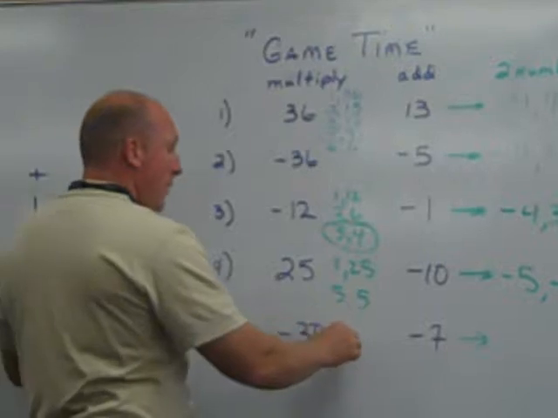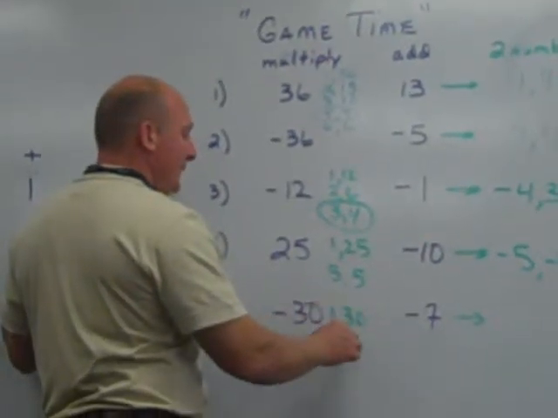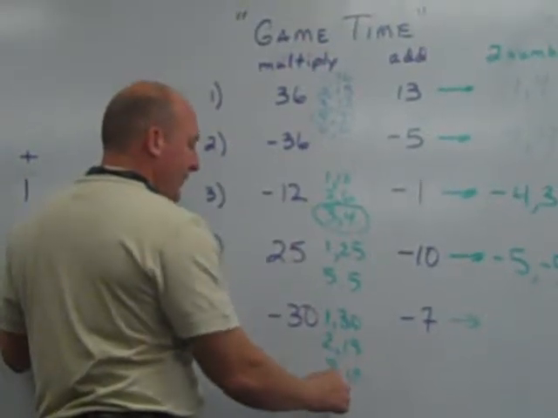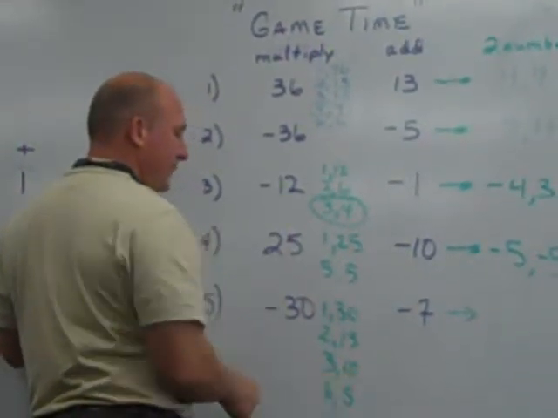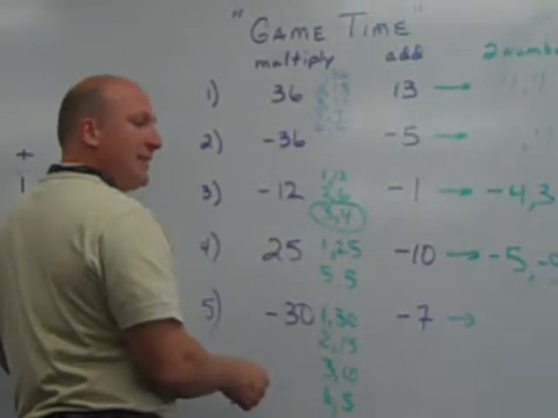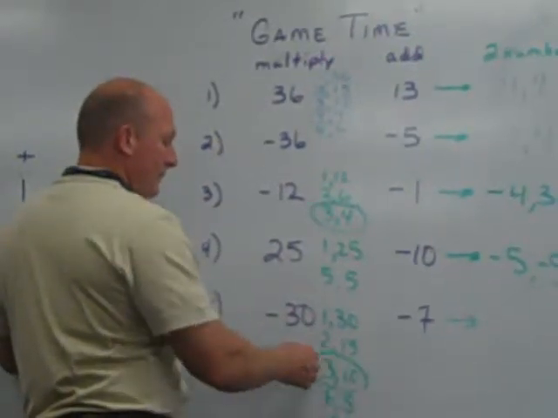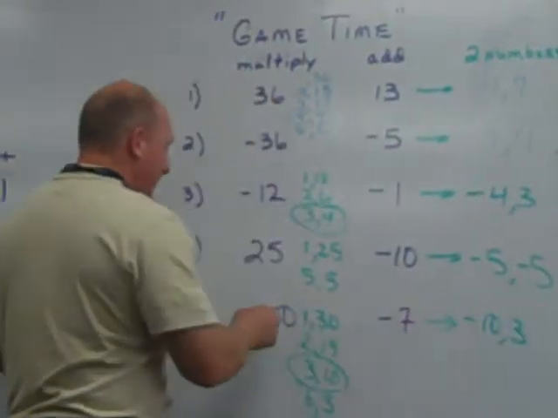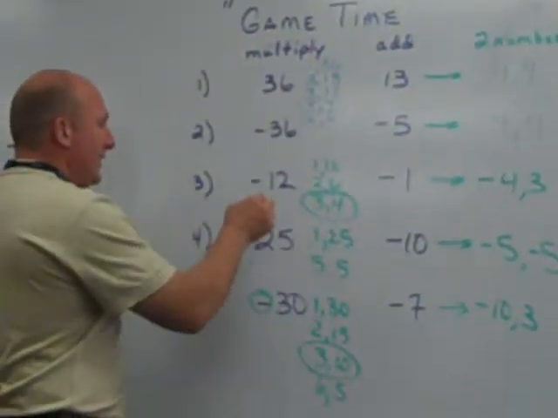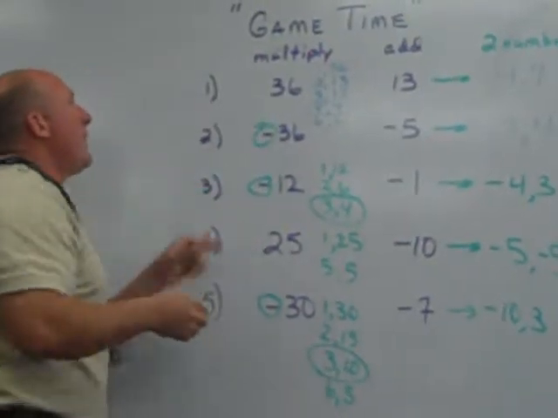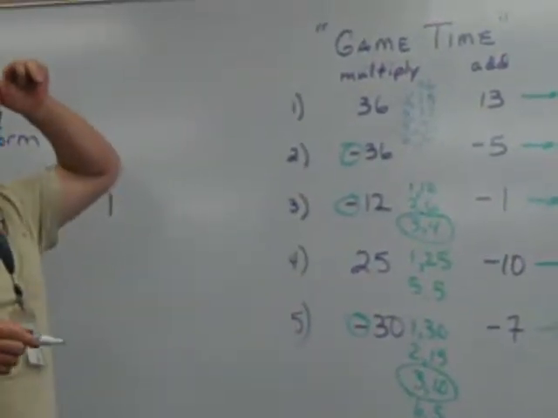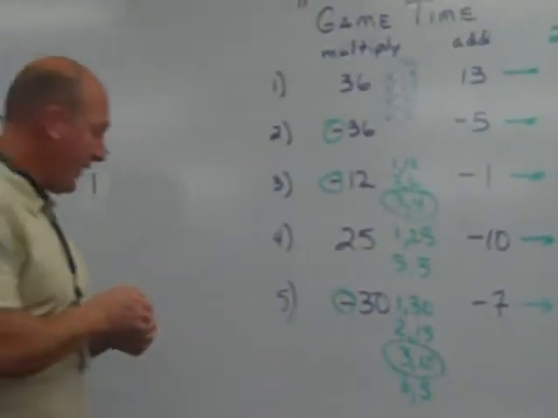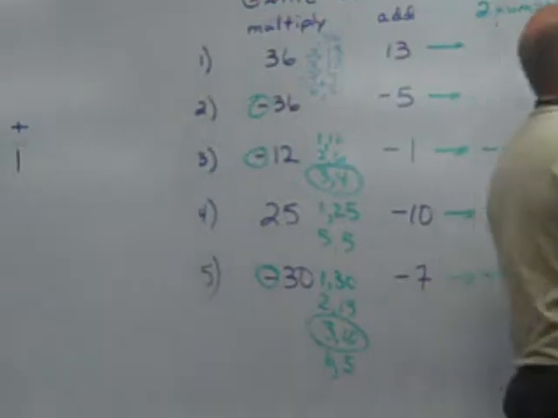30. 1 and 30, that's the one people forget. 2 and 15, 3 and 10, 6 and 5, or 5 and 6. Which one have a distance of 7? So negative 10 and positive 3. You'll notice that when these are negative, it's a distance. When it's positive, you're adding them together. Very simple stuff, I think. We'll find out. Now, where does this apply?